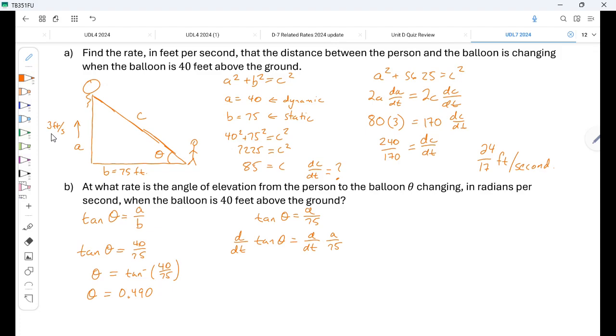What's the derivative of regular old tangent? Secant squared, yes. So the derivative is secant squared theta, and that's going to be times d theta dt, which is what we're looking for, right? We want d theta dt. I didn't write that down here.